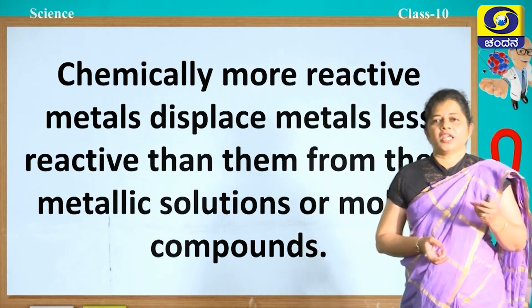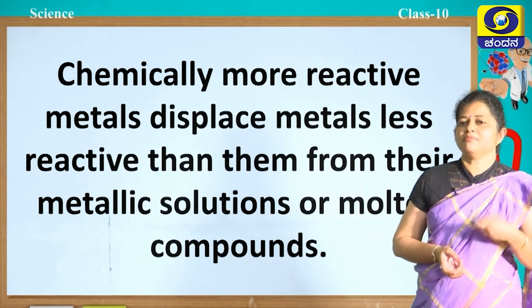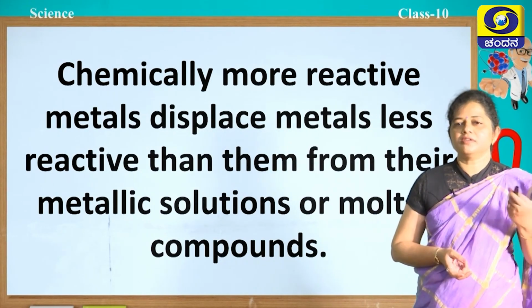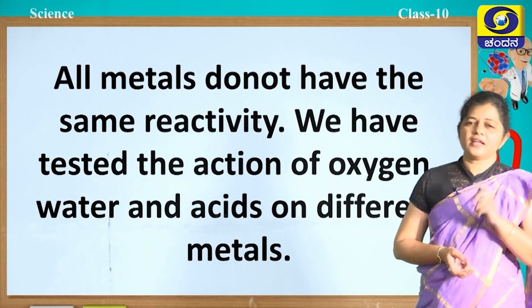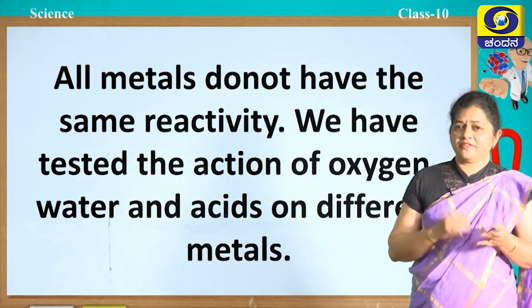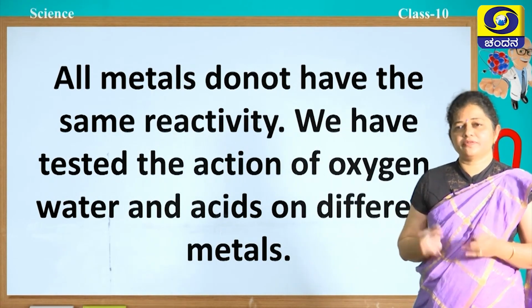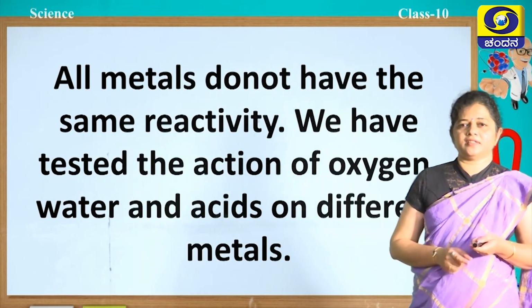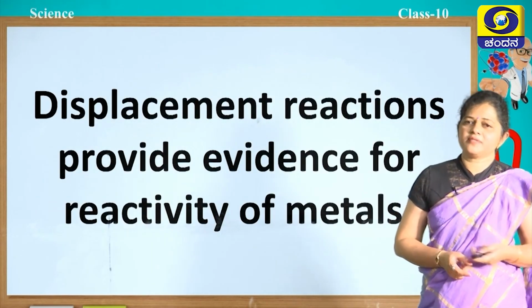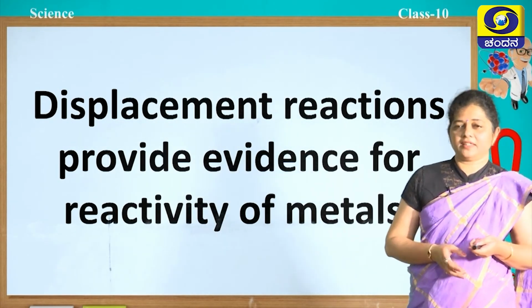As I told you, chemically more reactive metals displace metals less reactive than them from their metallic solutions or molten compounds. All metals do not have the same reactivity. We have tested the action of oxygen and water and acids on different metals. All of them do not react with the same intensity. Displacement reactions provide us evidence for reactivity in the metals.